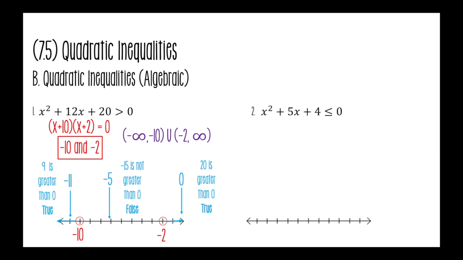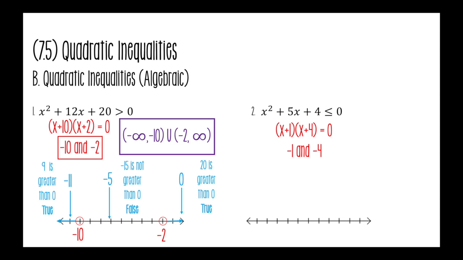Now for number 2, again, I'm going to find the critical values right away by factoring and setting each factor equal to 0. Then I'll place those on my number line. From there, again, I want to make sure that they are in order from smallest to biggest. And then I want to keep in mind that because I've got this equal sign here, that's why these are both going to be filled in circles.